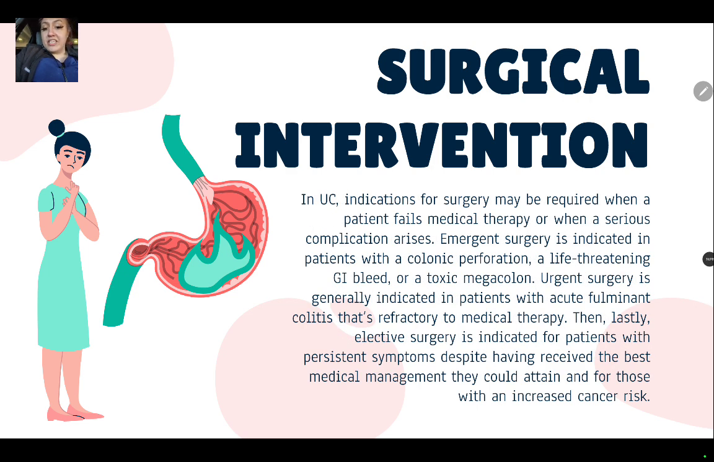And then in UC, indications for surgery may be required when a patient fails medical therapy or when a serious complication arises. Emergent surgery is indicated in patients with a colonic perforation, a life-threatening GI bleed, or a toxic megacolon. Urgent surgery is generally indicated in patients with acute fulminant colitis that's refractory to medical therapy. And then lastly, elective surgery is indicated for patients with persistent symptoms despite having received the best medical management they could attain, and for those with an increased cancer risk.